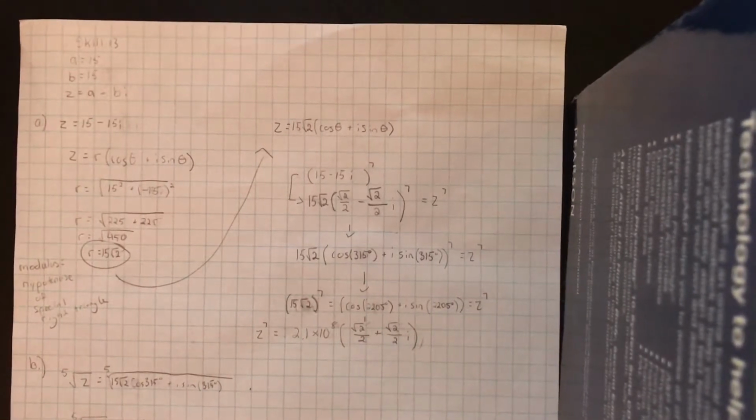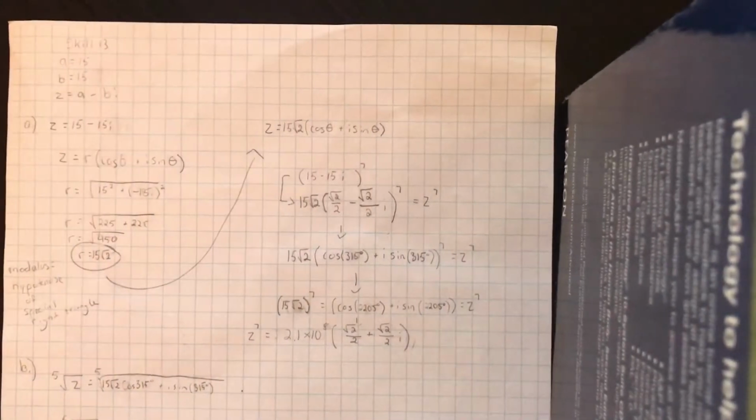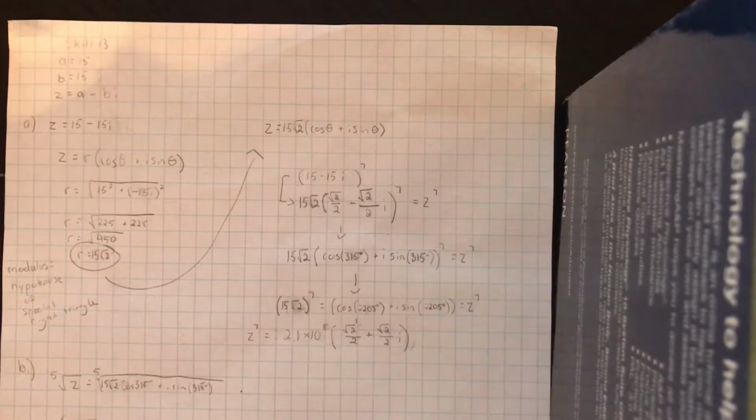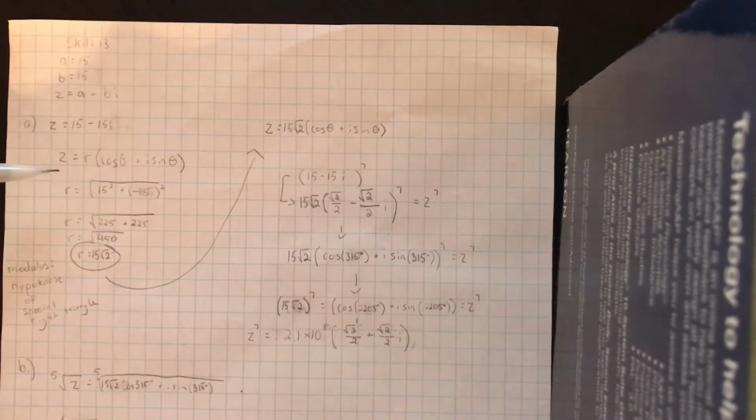I plugged in the equation z equals a minus bi. The equation looked like this: z equals 15 minus 15i. So this is the beginning complex number that we're going to be using. To begin, we must determine z to the power of 7.